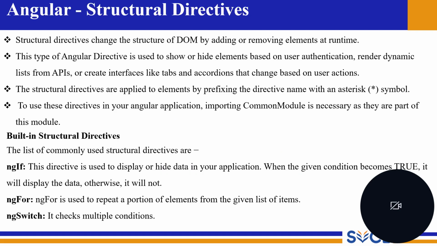Then Angular structural directives. Structural directives change the structure of the DOM by adding or removing elements at runtime. This type of Angular directive is used to show or hide elements based on user authentication, render dynamic lists from an API, or create interfaces like tabs that change based on user actions. Structural directives are applied to the element by prefixing the directive name with an asterisk symbol.